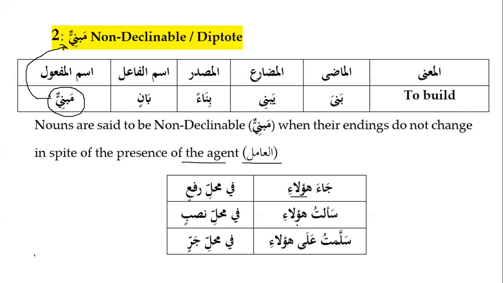Then we have sa'altu ha'ulai, fi mahalli nasbin. Now here, if we look at the regular form, it should be ha'ula'u and ha'ula'a, right? This one should have dhamma, and this one should have fatha. But this is not the case. Why? Because this noun is mabniyun. And then we have sallamtu ha'ulai, fi mahalli jarrin. So whenever a noun has mabni construction, it will be the same when it is marfu, the same when it is mansub, and the same when it is majroor. However, we will say that this is fi mahalli raf'in, wa fi mahalli nasbin, and fi mahalli jarrin. Is this clear so far?